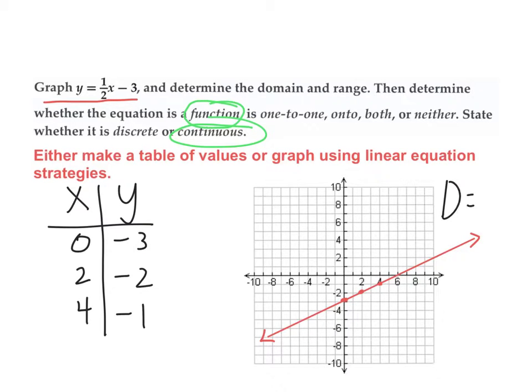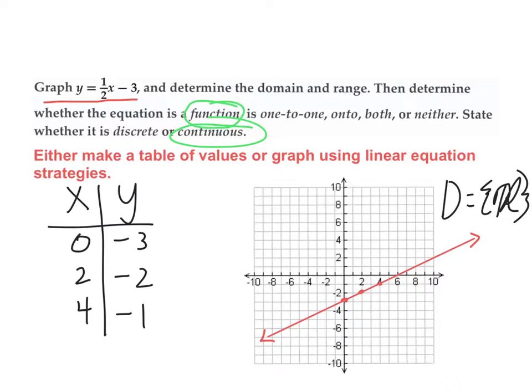How do we say that in math? All real numbers. I showed you how to make that script R. The domain is all real numbers. Do not write ARN. That's not a thing. That just looks like you spelled arm wrong. That is a script R. Haven't I showed you the script R yet? Yes, I absolutely have. That's good.